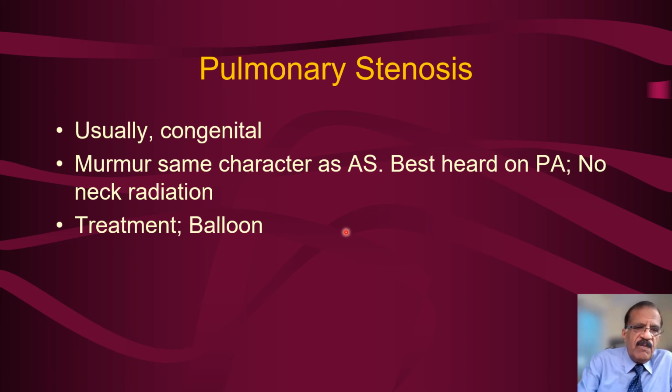Now let's very briefly talk about pulmonary stenosis. Just like aortic stenosis, usually the murmur is the same, and it is usually congenital, not rheumatic. The murmur has the same characters as aortic stenosis, but it would not radiate to the neck. It is best heard around the pulmonary area. The pulmonary area is the second intercostal space, right to the sternum. Or is it left? I think it's right. Yes, second intercostal space right to the sternum. That is the pulmonary area. That is where it is best heard, and it would not radiate to the neck.